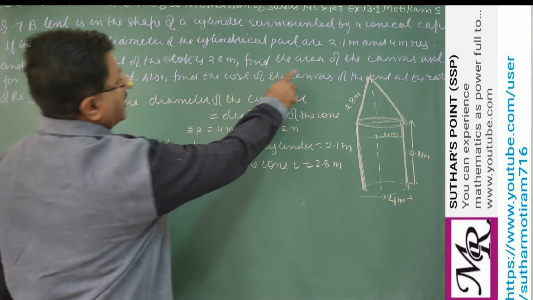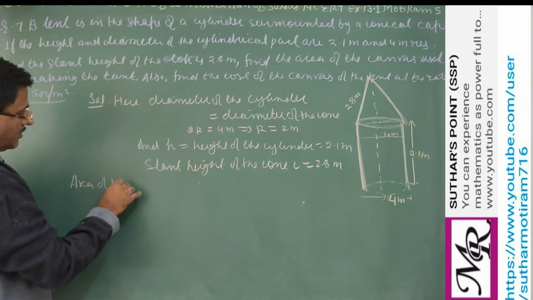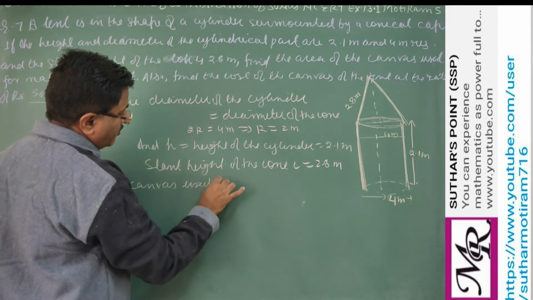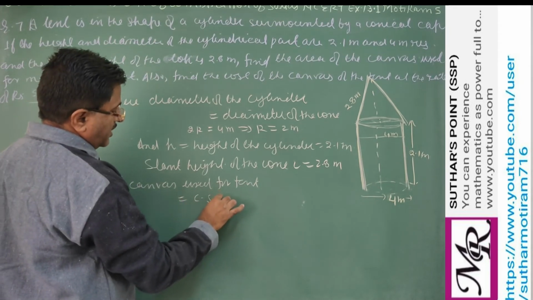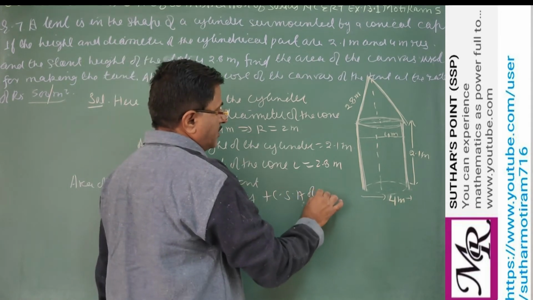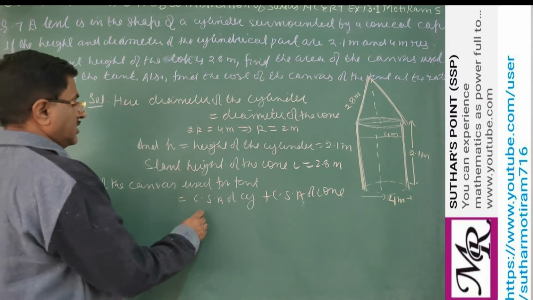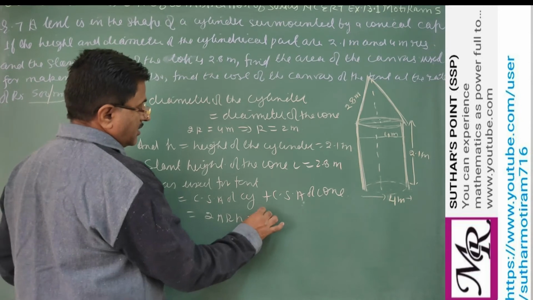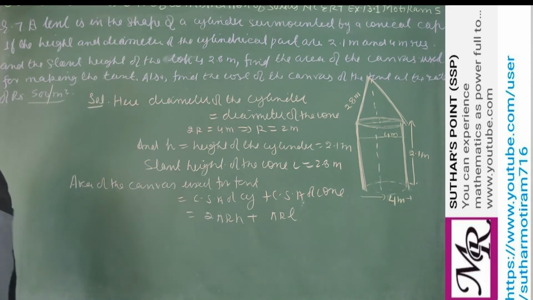So you can write, find the area of the canvas used for the tent. That will be equal to the curved surface area of the cylinder plus the curved surface area of the cone. We use both curved surfaces. So the curved surface area of the cylinder is 2πrh, and the curved surface area of the cone is πrl.